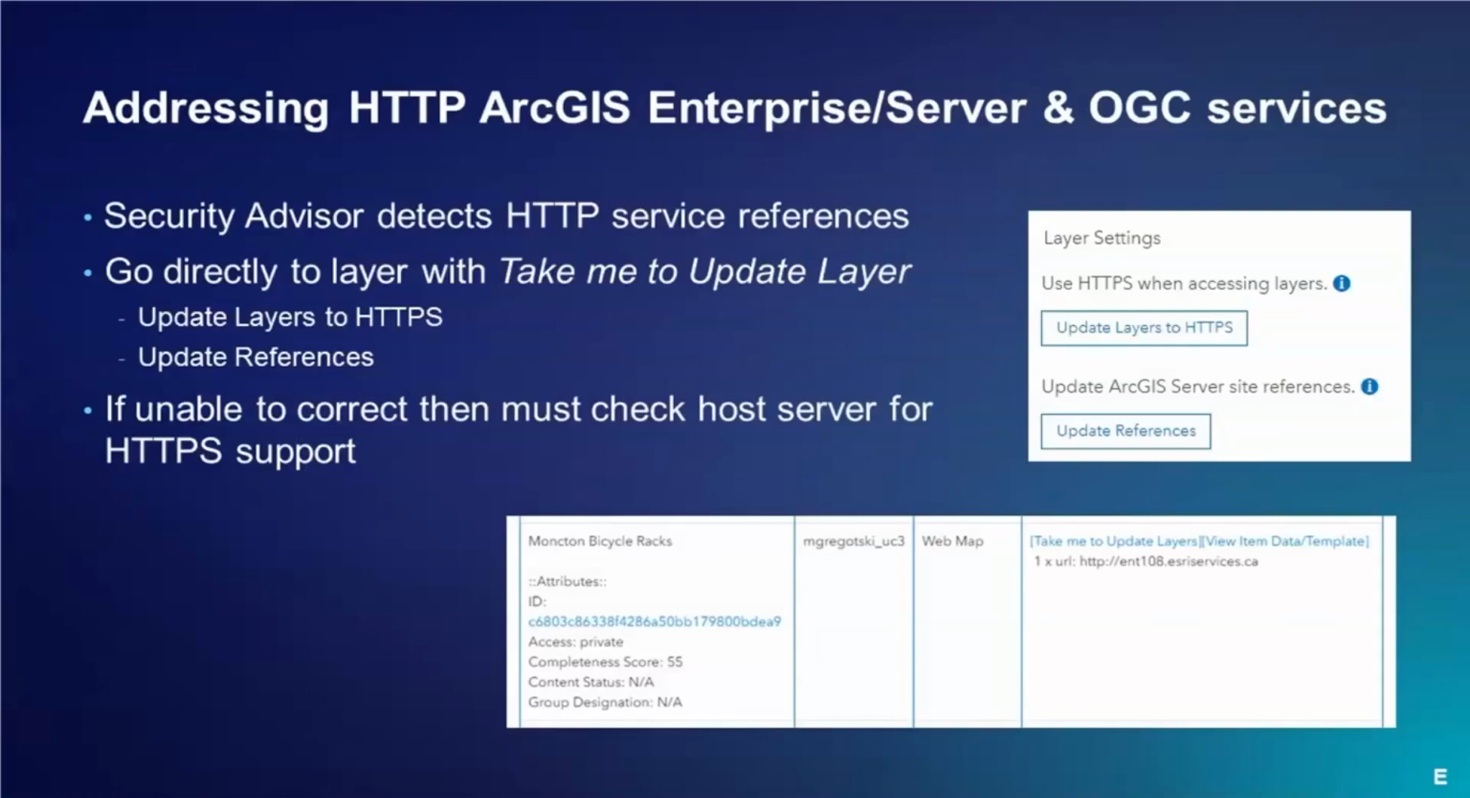A good option to correct HTTP services to HTTPS is by going to the Take Me to Update Layers from the scan. To do this, you click Update Layers to HTTPS, which will check if there is an HTTPS equivalent and then update it. For ArcGIS Enterprise or server-only services, you can manually replace the URL with an HTTPS URL. If these tools don't help to correct the issue, then you need to go to the source and correct for HTTPS, find another service to use, or remove it.